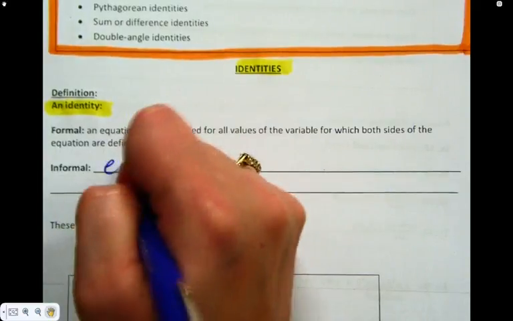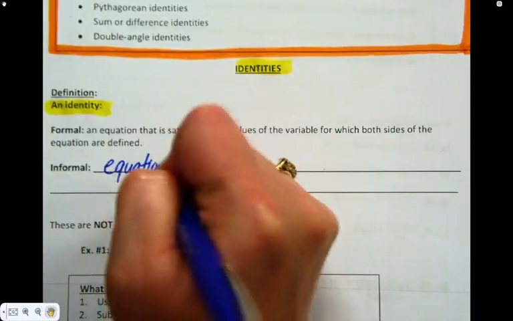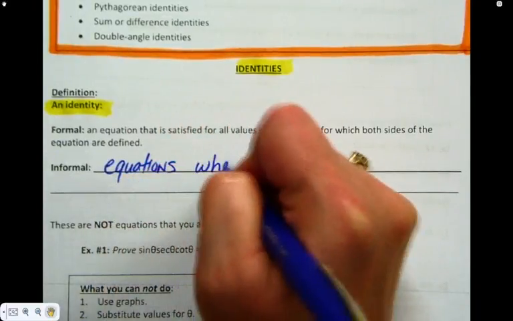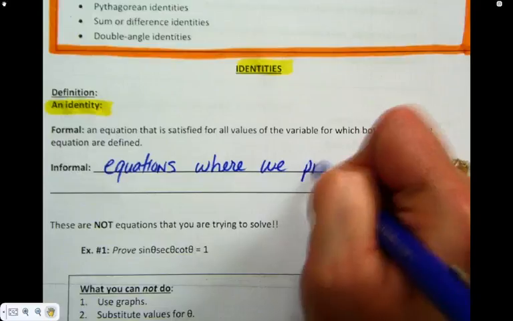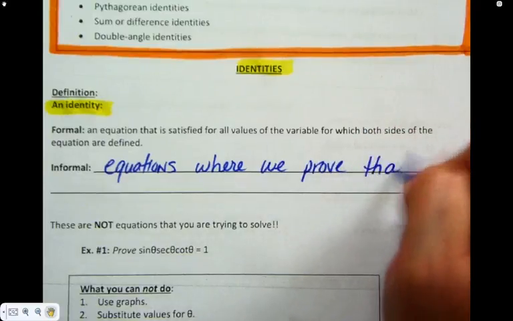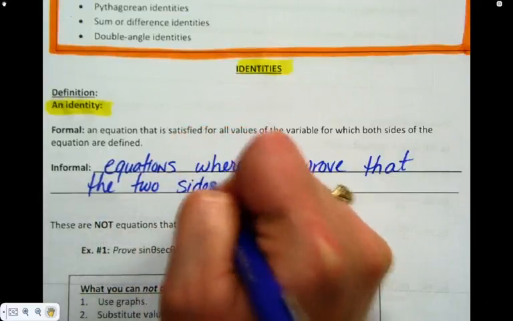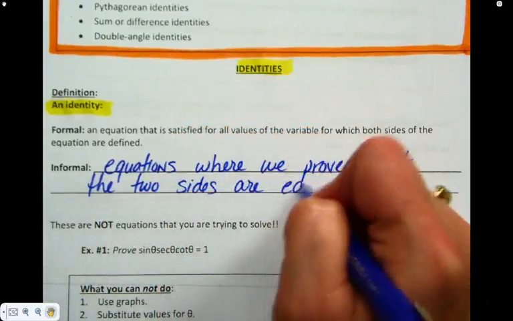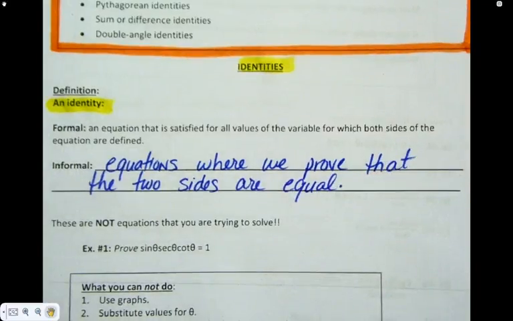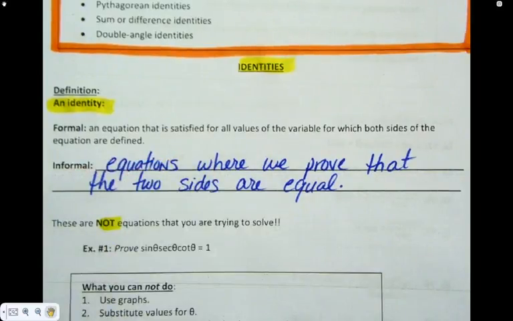They're equations where we prove that the two sides are equal. They are not equations you're trying to solve. We've been there, done that. That was 6 classes in Unit 1.